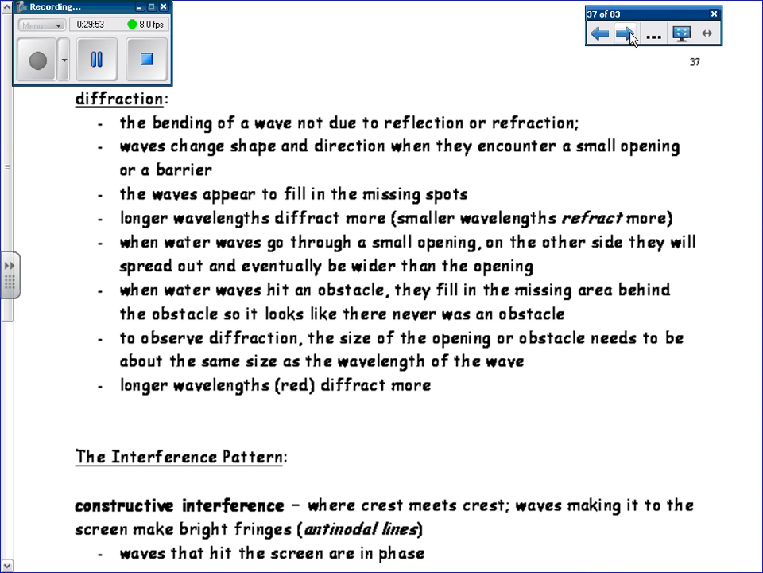Longer wavelengths diffract more, smaller wavelengths refract more. So longer wavelengths, this means that red diffracts more. And blue or violet, at the other end, refracts more.